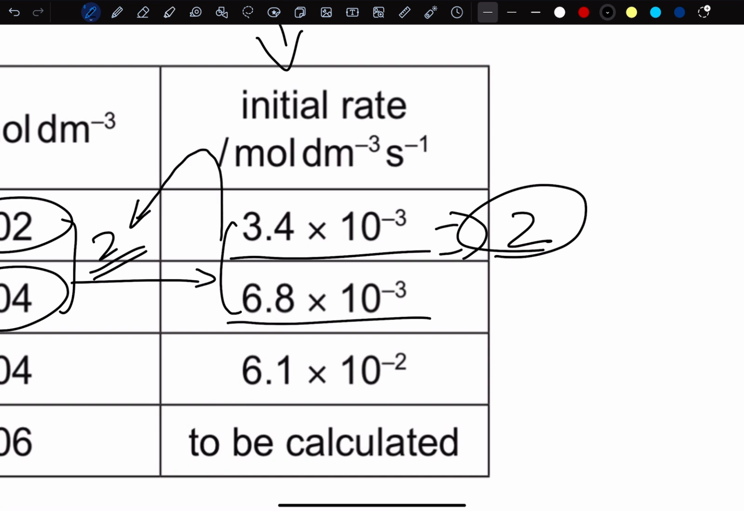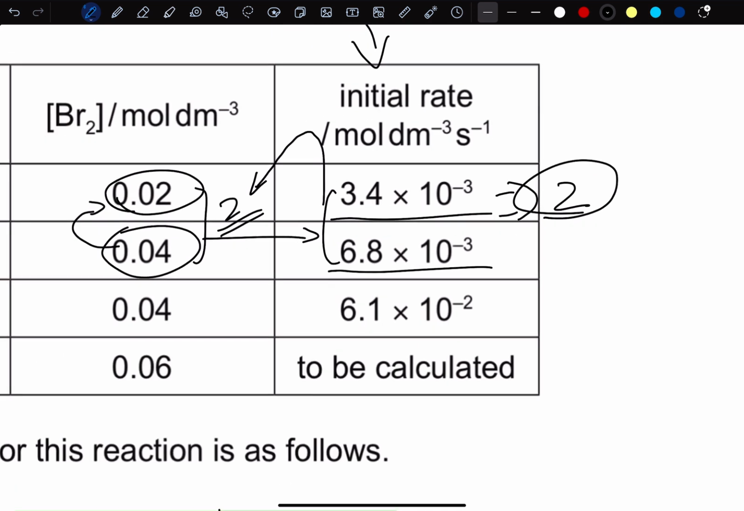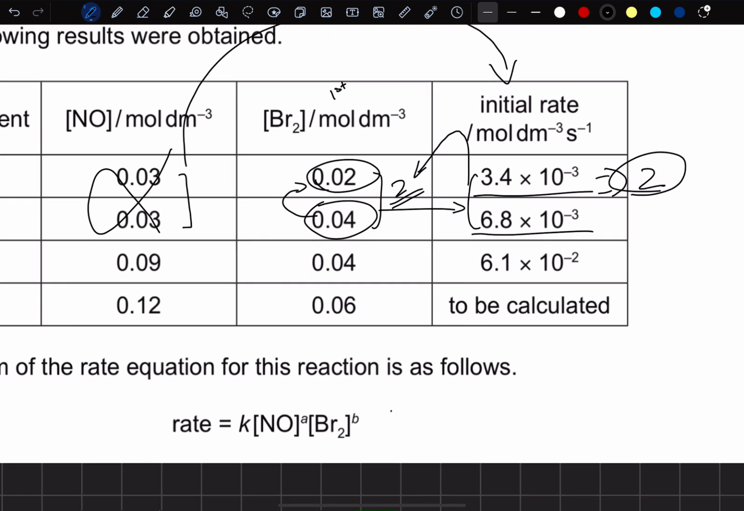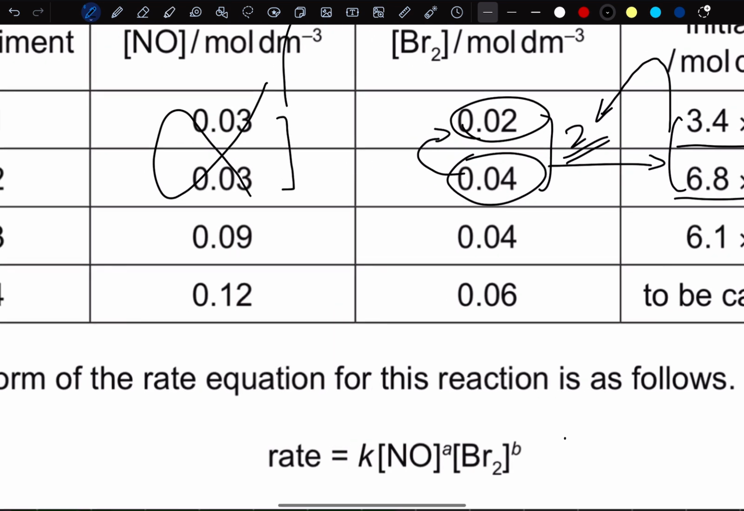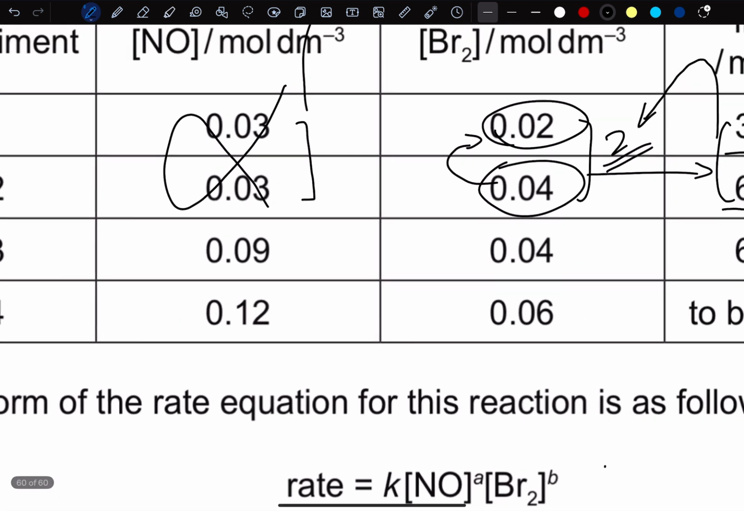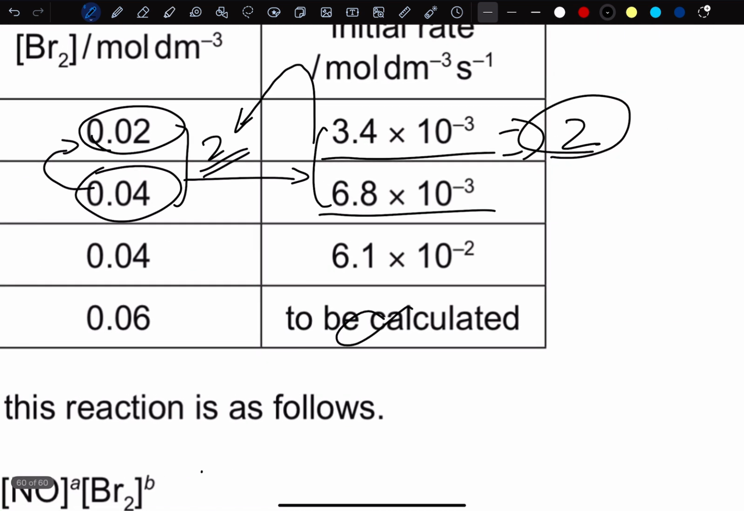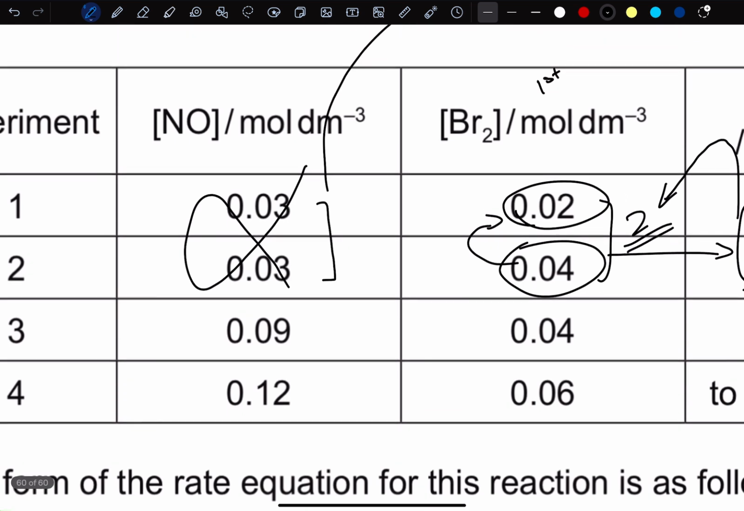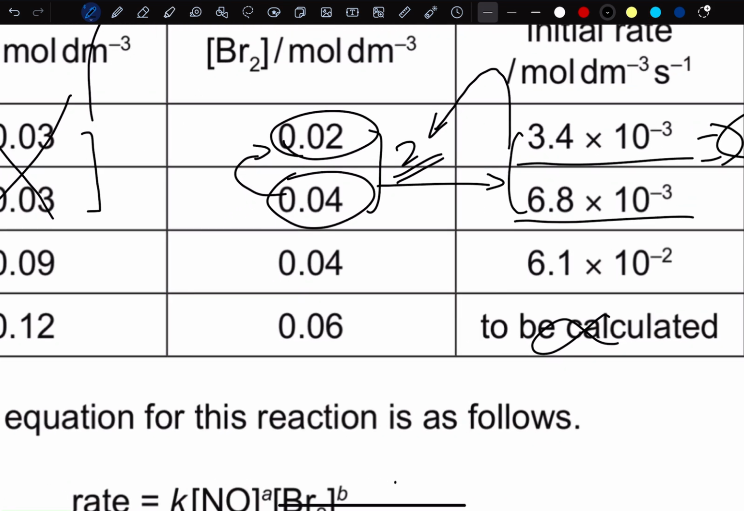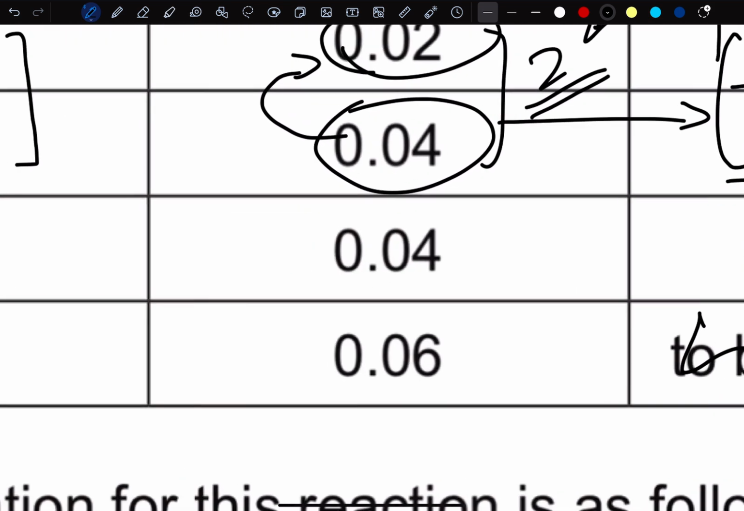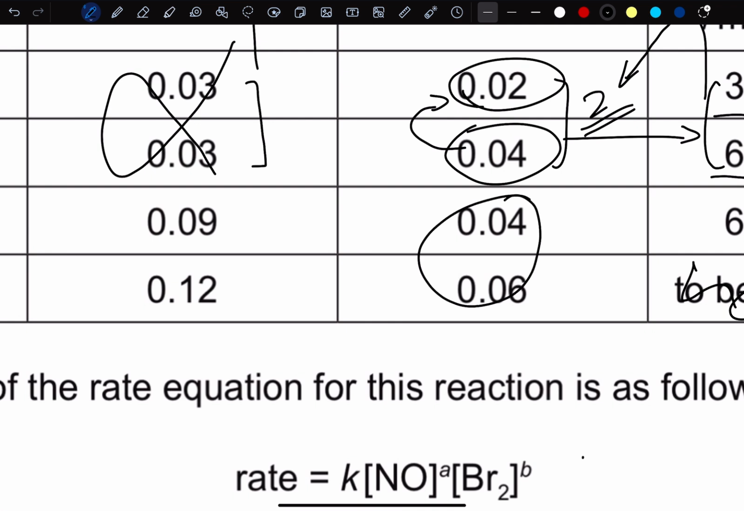Now that you know the order of Br2, which is first order, because the rate is increased by the same factor as Br2 itself. Now that you know this, you can use experiments 3 or 4. If this value was given, but in this case you'd have to use experiment 2 and 3. But now you can use this information, and if in this case you did have a value here, you would have first found out the factor by which this is increasing.